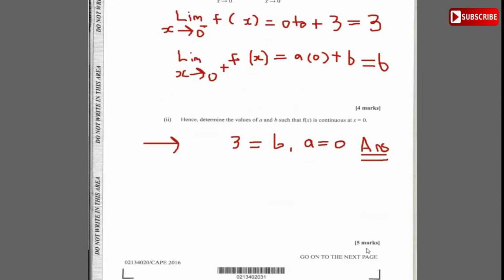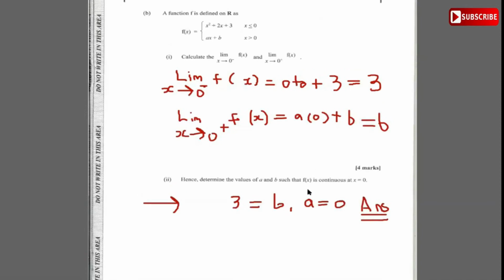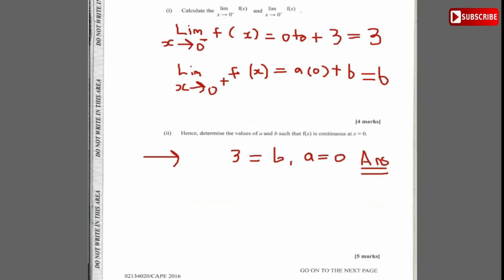What? 5 marks? Why is this 5 marks? Let me check back again. Hence determine the values of a and b for the function to be continuous. Why is it giving 5 marks? Why do they want to scare us?